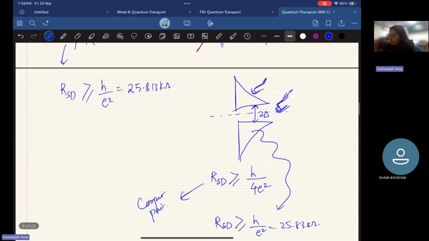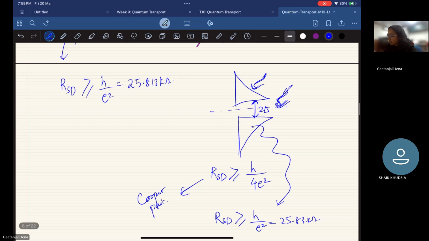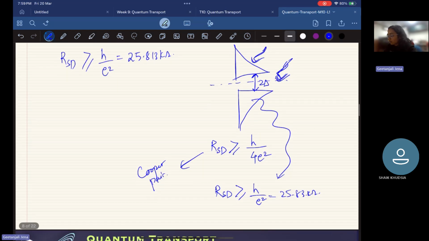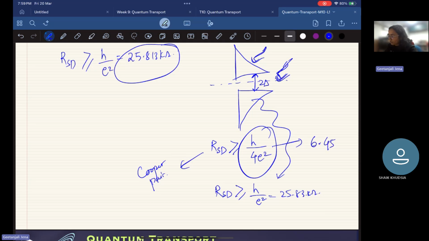Okay. So we have different tunnel resistance for the superconductor Cooper pair and for the quasi-particle state. If you calculate this value, it is one fourth of 25.813, so that will give 6.45 kilo-ohm.